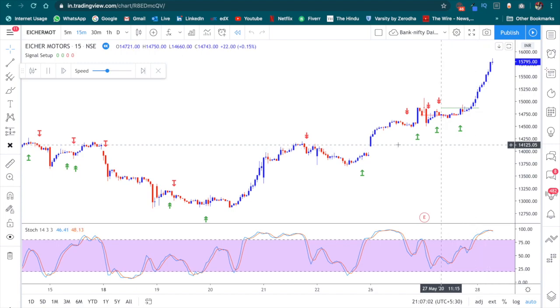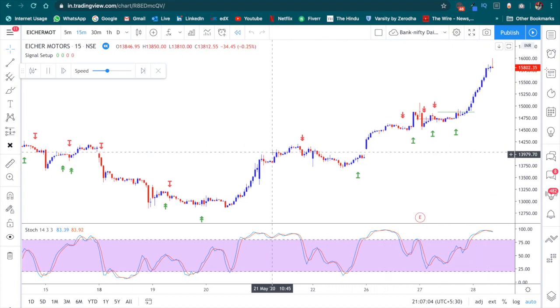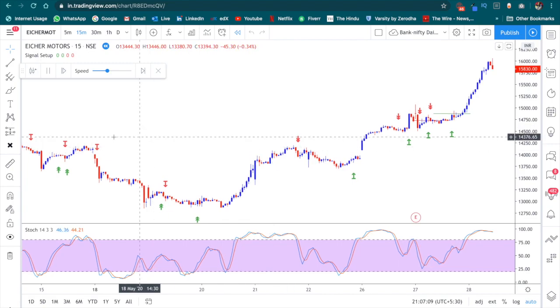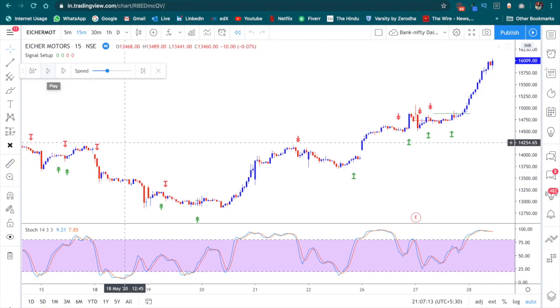Here, once the stock started moving in a clear trend, the signal system generated a signal and gave you a clear move. Here, I would like to take this opportunity to pause the video so I can show.